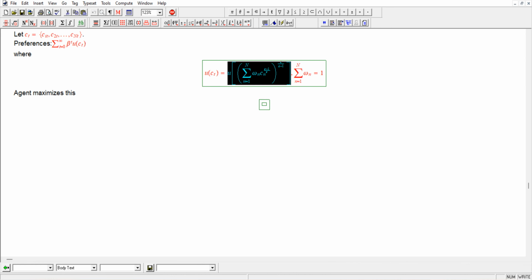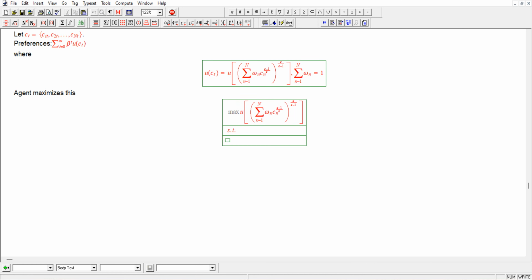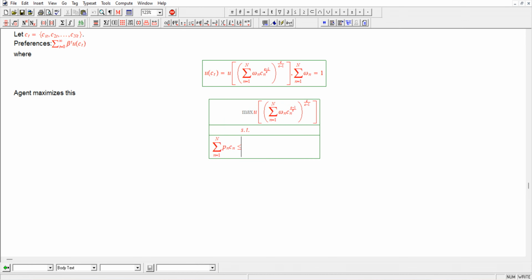So let's write down what they're maximizing, subject to the constraint that their expenditures, so if P_n is the price of good n at this date, then P_n C_n is their expenditure on that good, we add over all of them, that may not exceed their budget, whatever their budget is, whether it's all their income for this period, or whether it's the income that they allocated towards consumption if this happens to be an environment where there is investment.